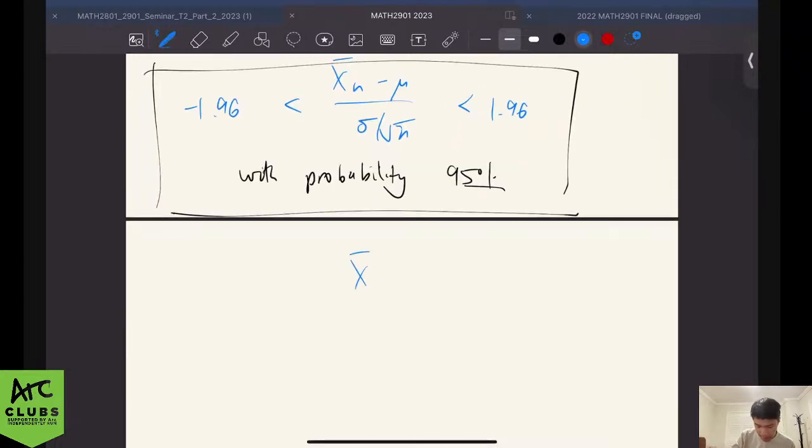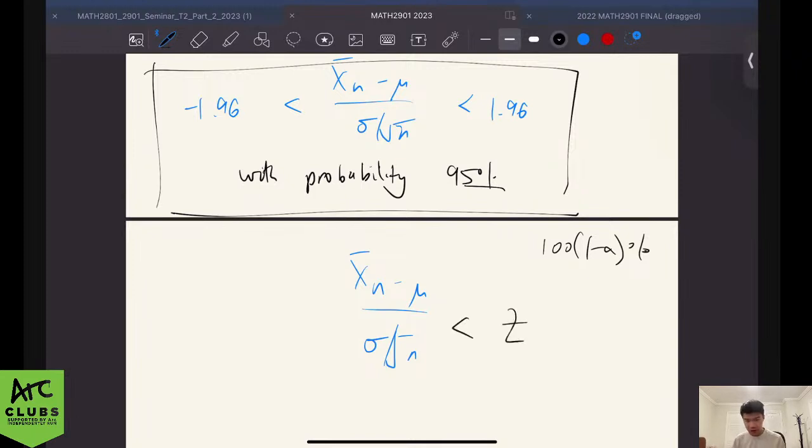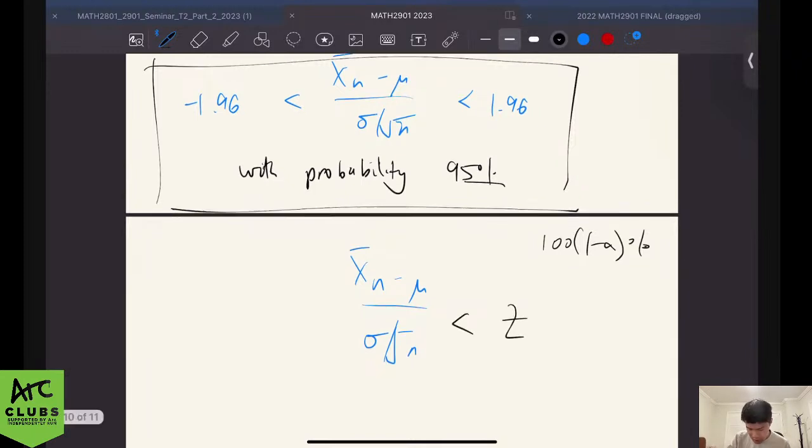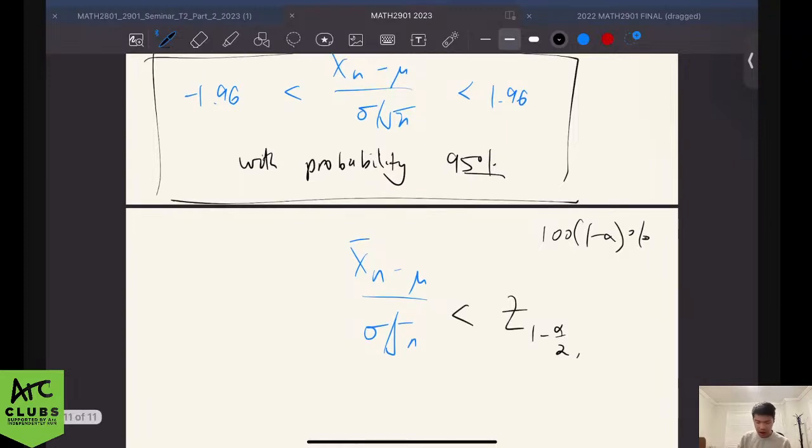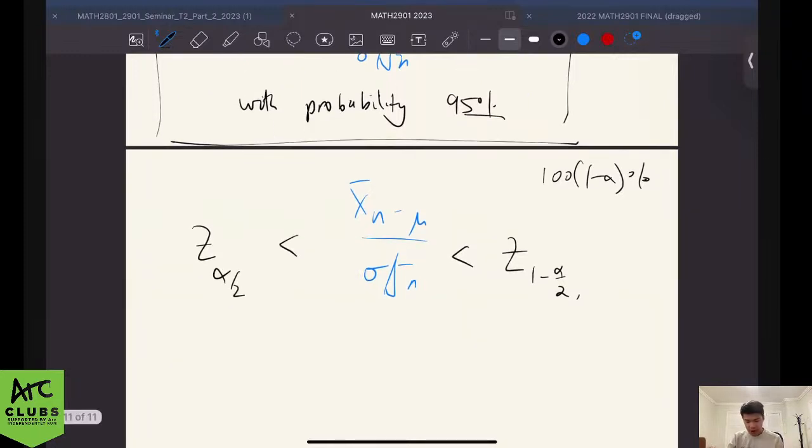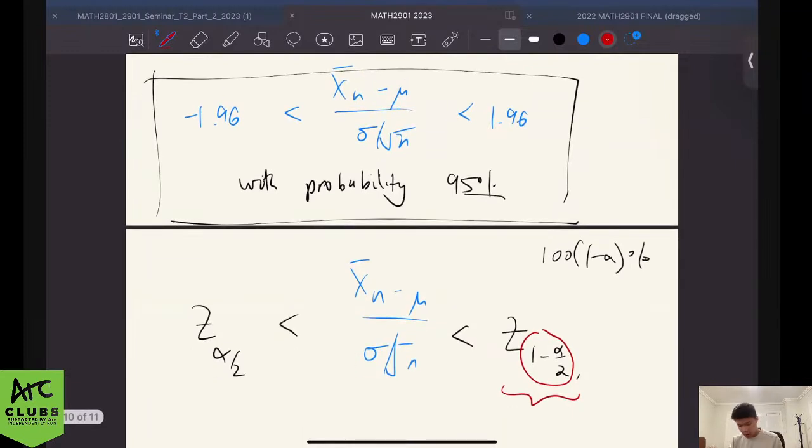We say, if we're trying to do a 100 times 1 minus alpha percent confidence interval, then it needs to lie between, we write the quantiles of the normal distribution like this. So 1 minus alpha on 2, and lies between that and this. And just to clarify, this is the 1 minus alpha on 2 quantile of Z, right? So for example, in this case, it's a 97.5% quantile for it.